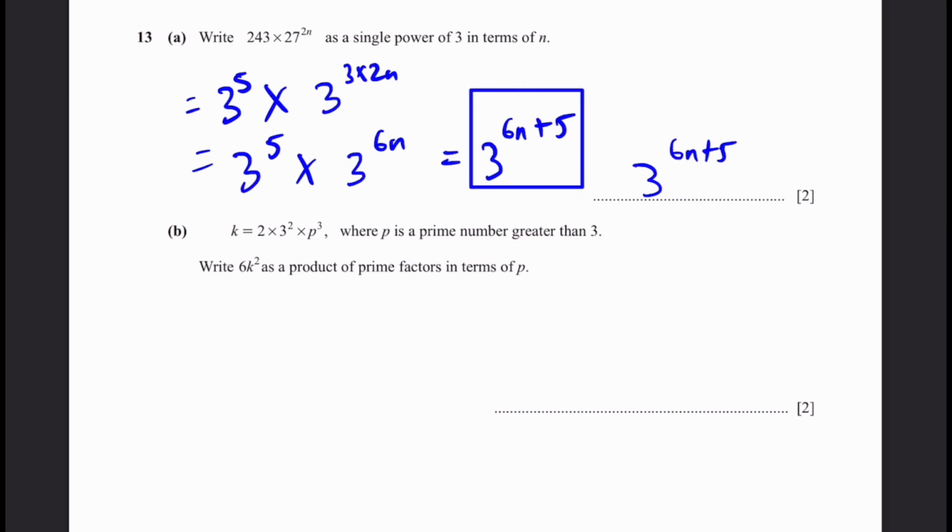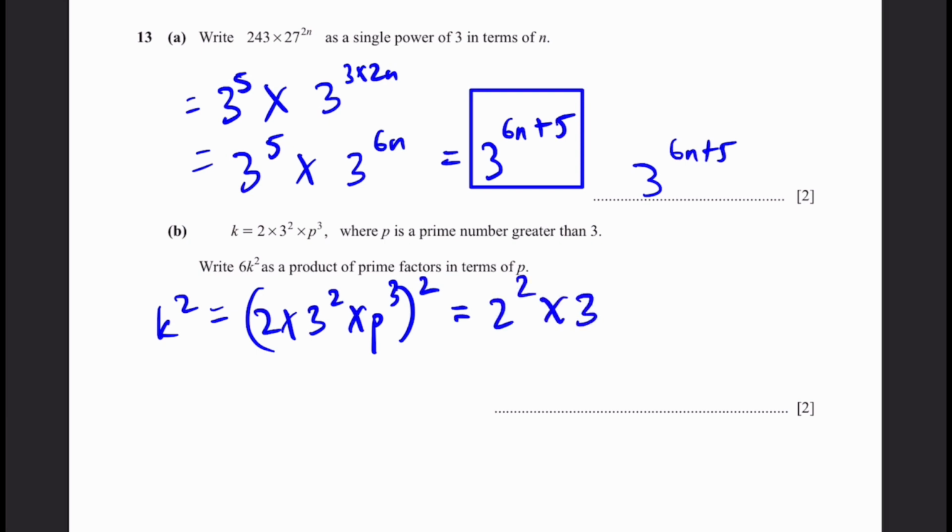Now, for part B, k is equal to 2 into 3 squared into p cubed, where p is a prime number greater than 3. Write 6k squared as a product of prime factors in terms of p. So k squared will be equal to 2 into 3 squared into p cubed, the whole squared, right? That will be equal to 2 squared into 3 to the power of 4 into p to the power of 6, right? Now 6k squared will be equal to 2 into 3 into k squared, right?